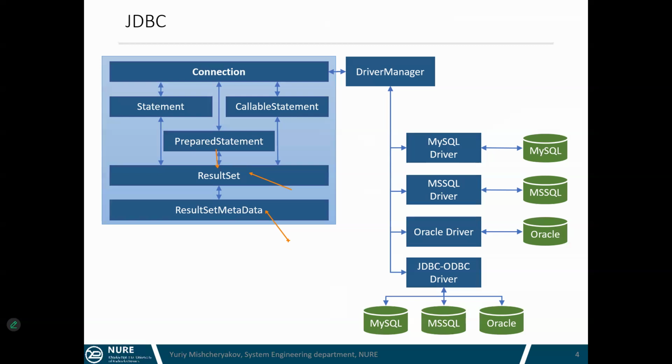That's the general flow. So we get a connection. On the connection, we get a statement. Then we execute the statement, and it returns a result set to us. We iterate over it, fill data into our object collection or one object, it depends, and then you can return it.